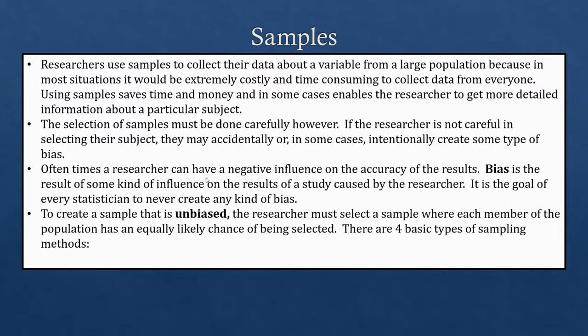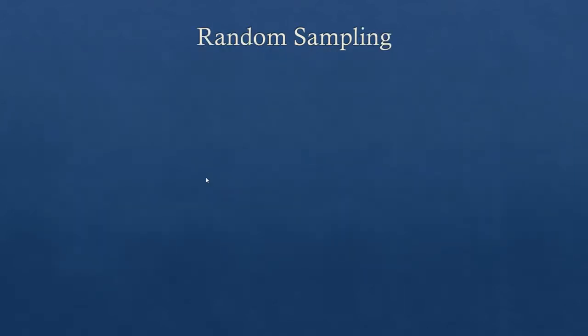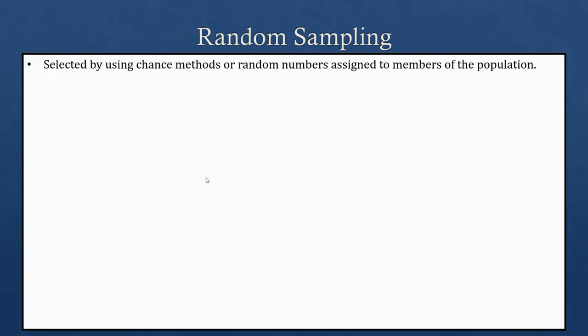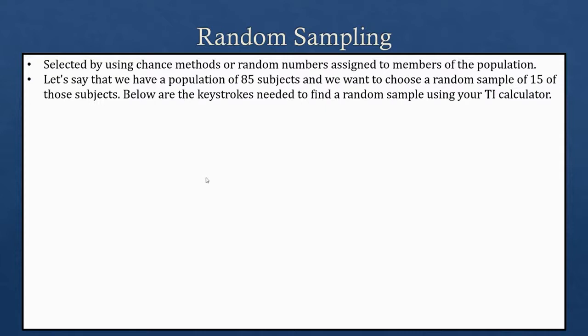And there are 4 basic types of sampling methods, so we're going to take a look at each one here. The first kind is random sampling. For something to be random, it's selected by using a chance method or random numbers assigned to members of the population. Let's say that we have a population of 85 subjects and we want to choose a random sample of 15 of those subjects.